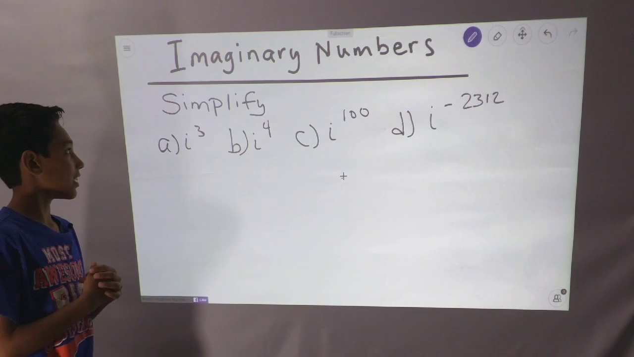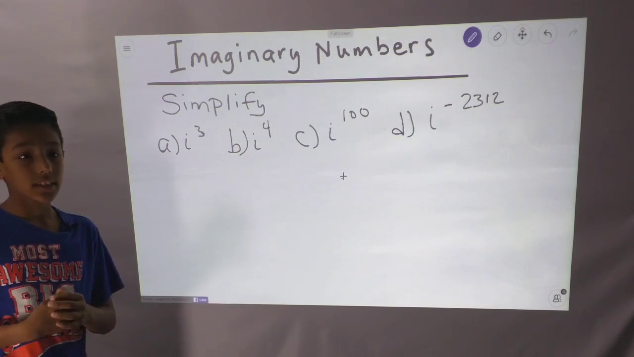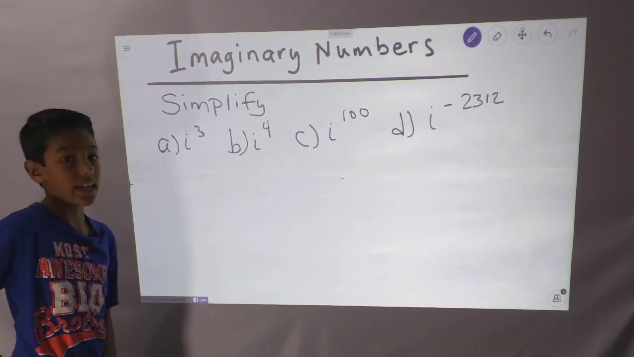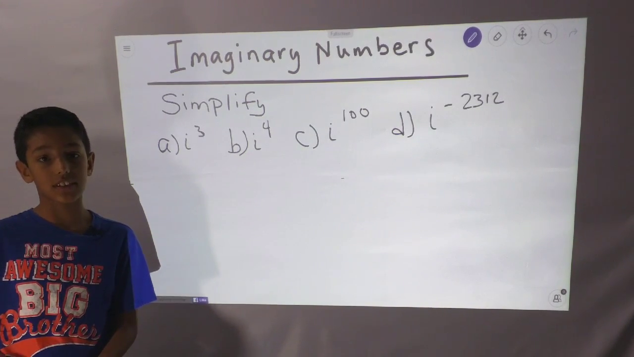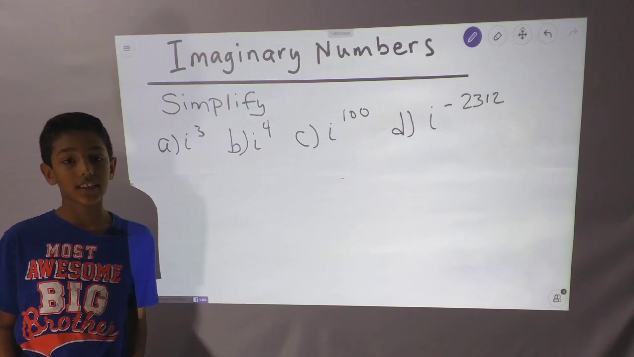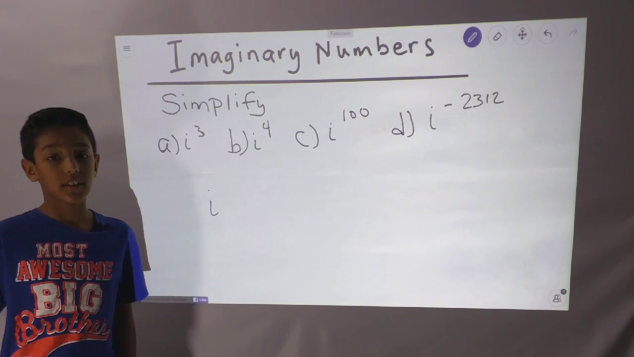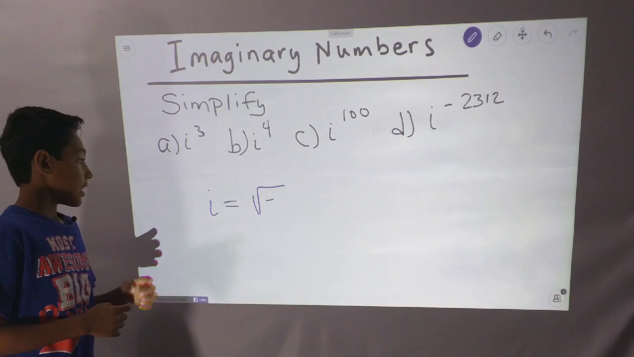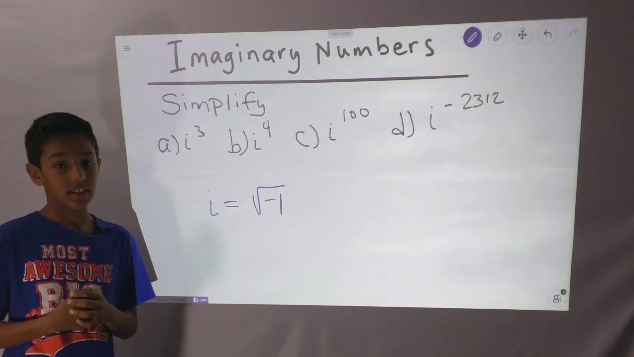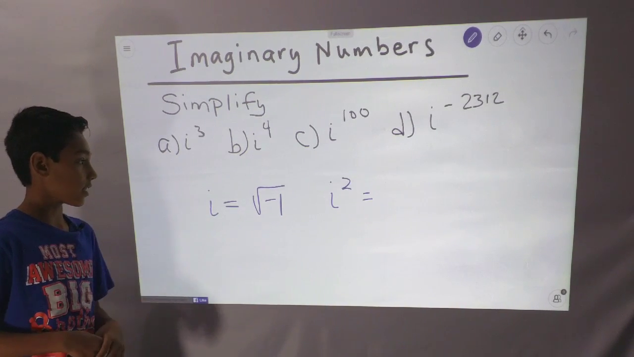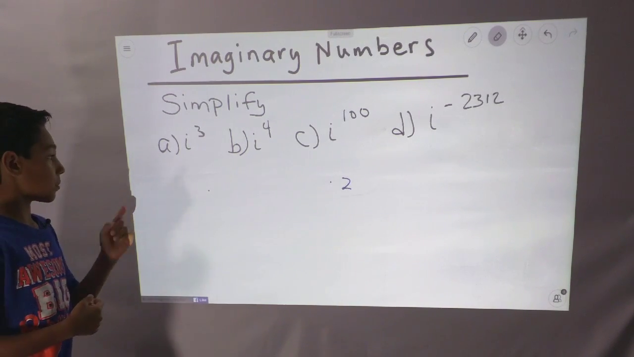So now let's start with our first problem. Basically, an imaginary number is i, so they label it i as an imaginary number. i equals the square root of -1. And since it's not a real number, they call it imaginary numbers. So i is equal to the square root of -1, and then i squared is -1. So let's use this information to solve these problems.